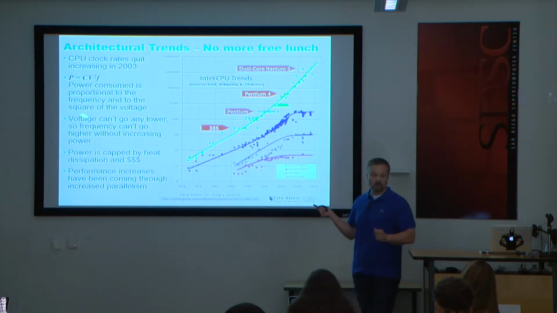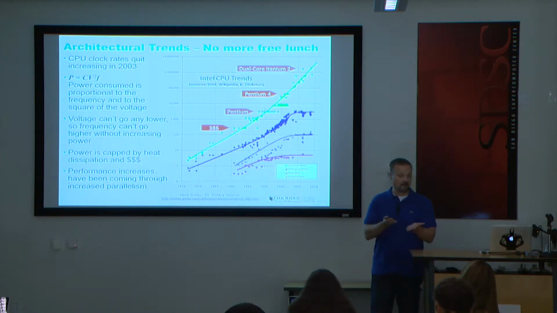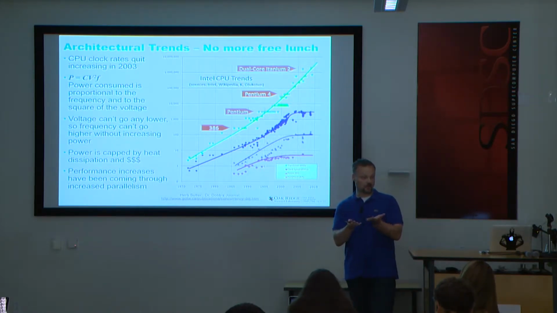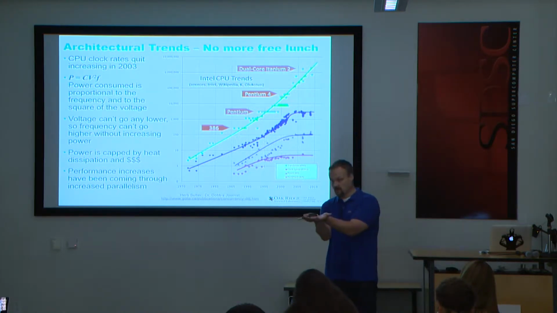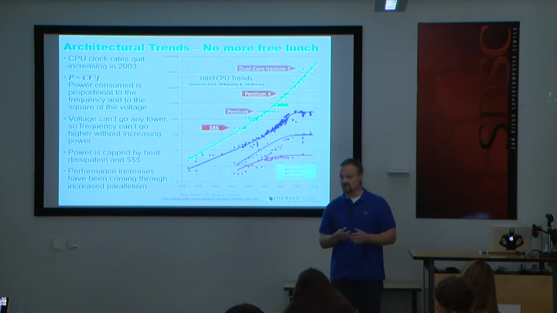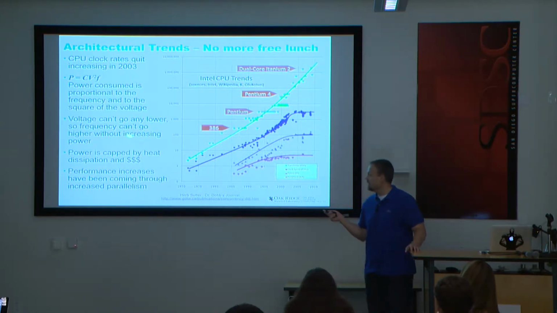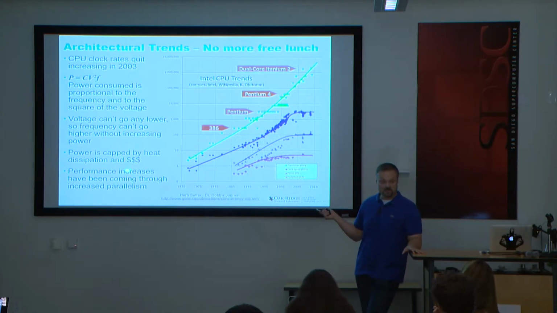The voltage can't go any lower, right? Because we're already talking about bias voltages where things like tunneling really, really matter. So we're running all these CPUs at very low bias voltages and just giving them very small kicks to indicate a 1 instead of a 0. So we can't go any lower. So the frequency can't go higher. The power is capped by heat dissipation. These things get very, very hot, and power is money, real money. And we'll talk about that in just a second.